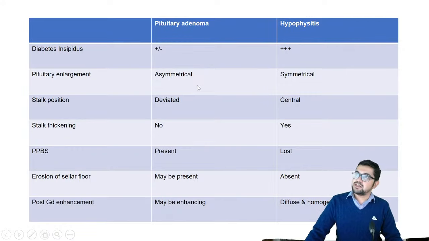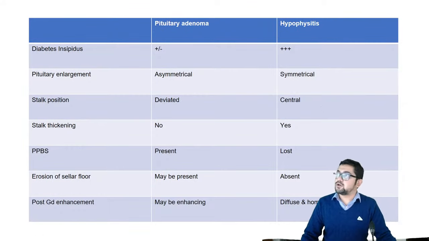In adenoma, the enlargement is usually asymmetrical, the stalk is deviated towards the opposite side, there is usually no stalk thickening, and the posterior bright spot should be present. However, our patient had non-adenomatous features such as a symmetrical enlarged pituitary with a central stalk thickening and loss of the posterior pituitary bright spot.